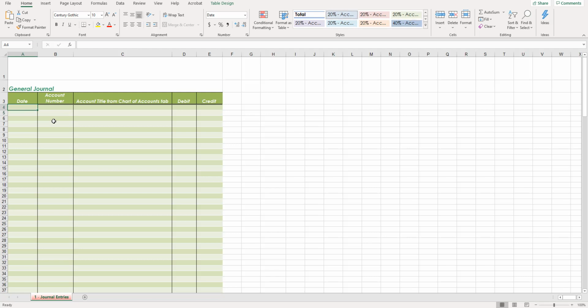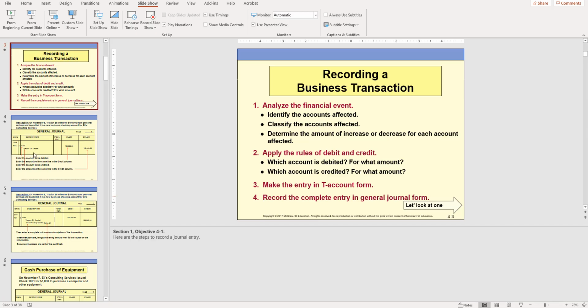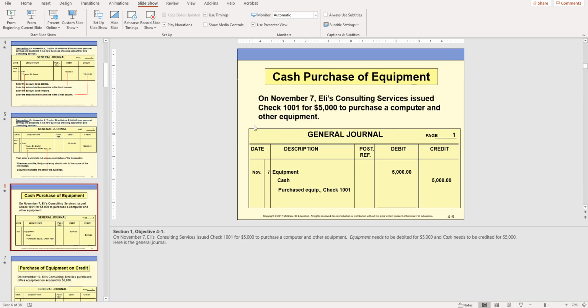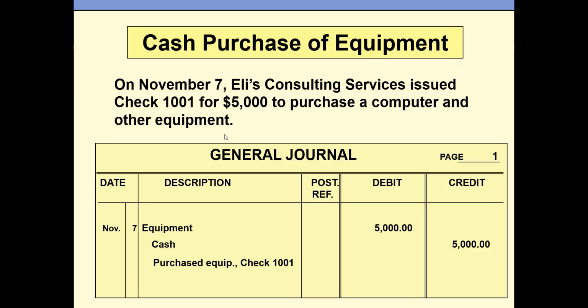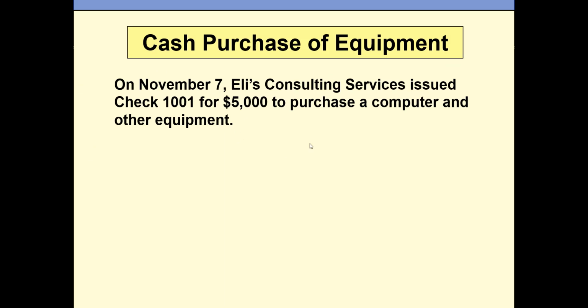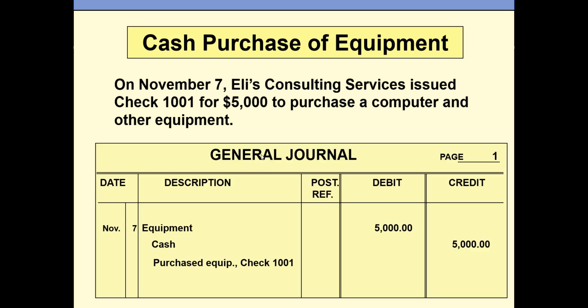And you start with a date. So let me go back to our transaction, which was the cash purchase of equipment. And you'll see, before we get to writing it down, we were on November 7th. So that's going to be our date. And we already determined that, so here's our date in the date column of a journal. And we already determined that we were going to debit the equipment. Debits are always presented first in a general journal. So write your equipment first.